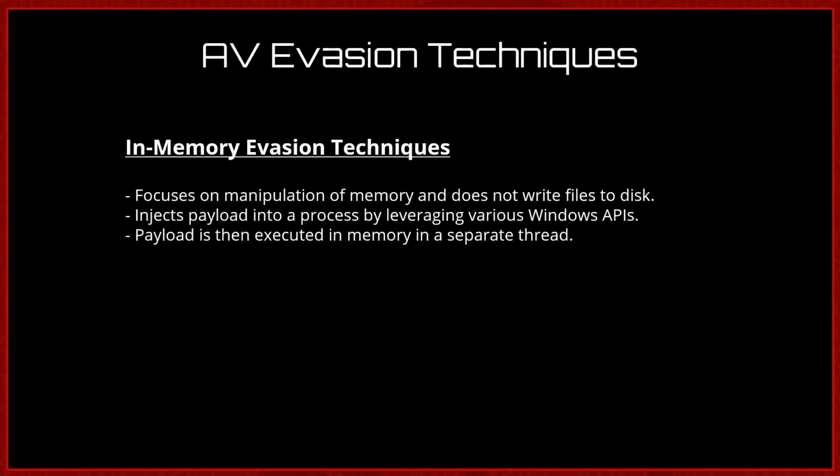Right, now when we talk about in-memory evasion techniques, which are pretty much the most useful at this point in time, given the maturity of antivirus solutions out there, this essentially focuses on manipulation of memory and does not write files to disk. It essentially works by injecting a payload into a process by leveraging various Windows APIs. Now when I talk about a payload, I'm also referring to shellcode here. So what happens then is that the payload is executed in memory on a separate thread, right? So that is the process of performing in-memory evasion techniques or performing process injection.